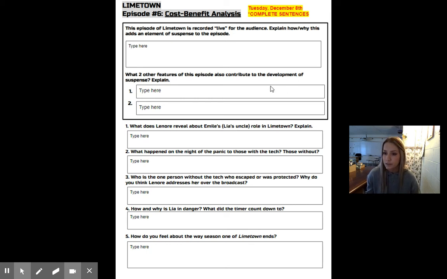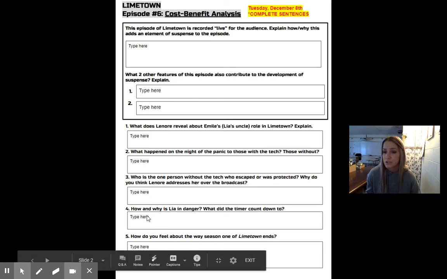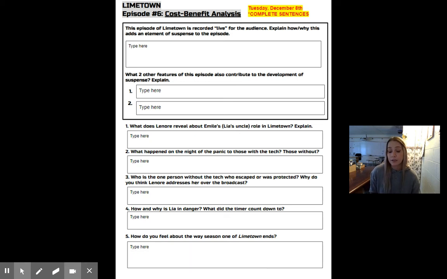These questions should be pretty self-explanatory. For number 4, how and why is Leah in danger? You can answer that part pretty explicitly, right? What does she say? Why is Leah the one they need? Who's there to get her? And then what did the timer count down to? We might not know that answer exactly. We can say Lenore ended up doing this at the end of the timer, or they ended up doing this to Leah, but we might not know exactly what it is they're doing or where she's going or what's going to happen. So you might not have a super explicit answer to that.